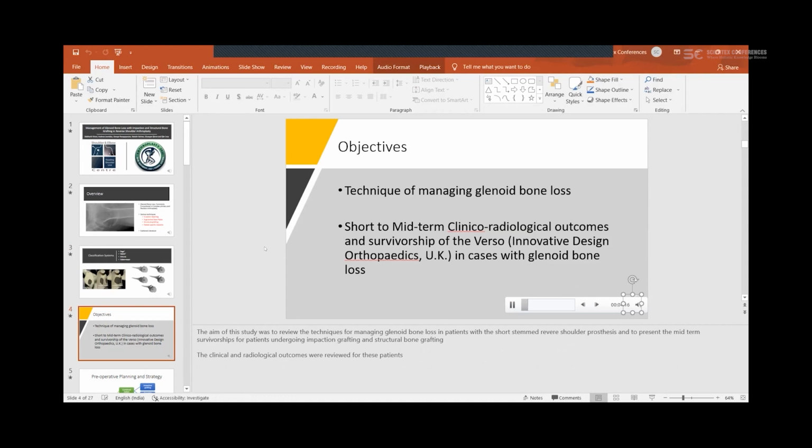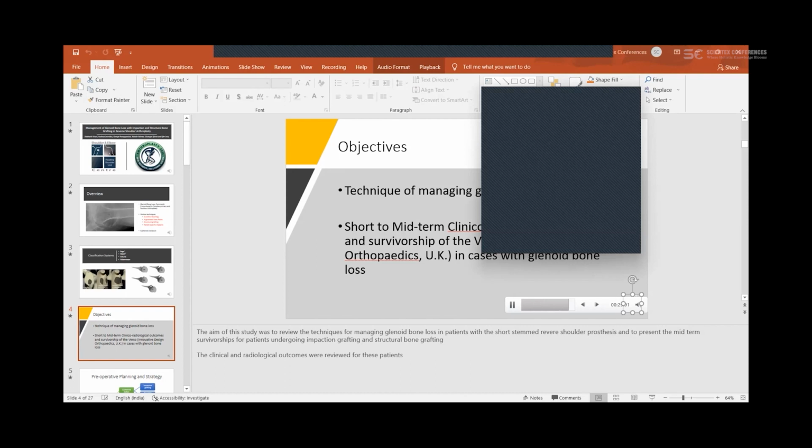So our study was aiming at reviewing the various techniques for managing this glenoid bone loss, in particular when it comes to the use of short-stemmed reverse shoulder prosthesis, and they wanted to present the mid-term survivorship for patients undergoing impaction grafting and structural bone grafting. The clinical and radiological outcomes were reviewed for patients involved in the study.